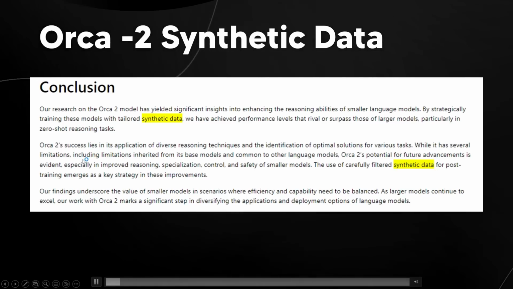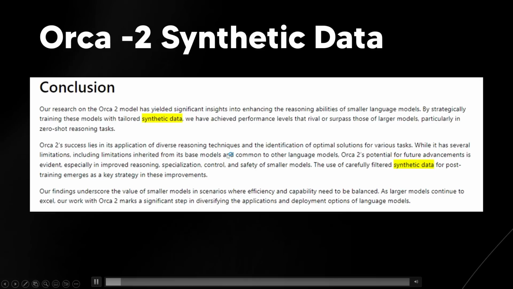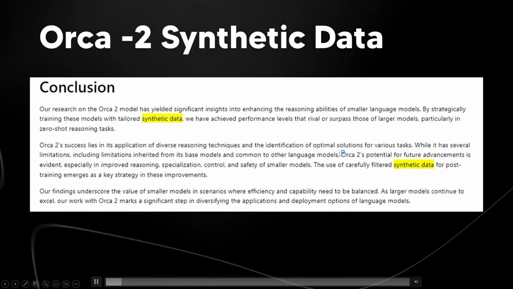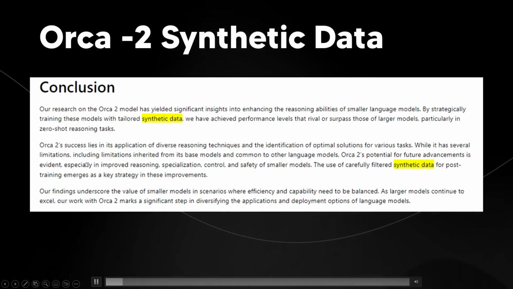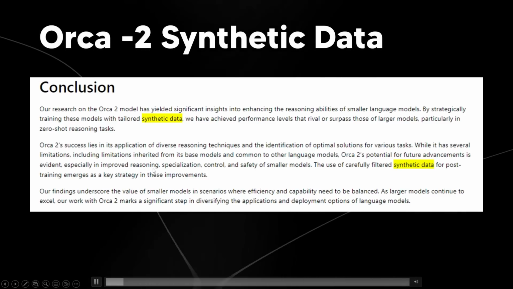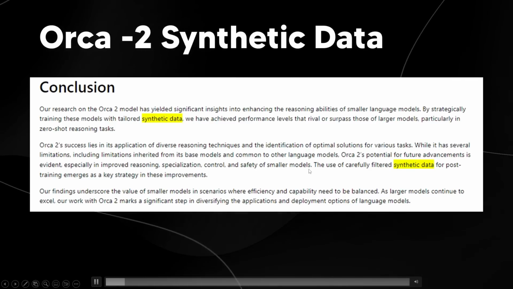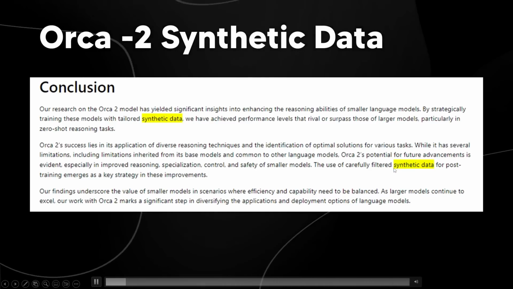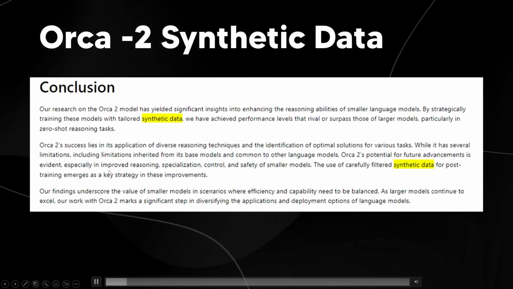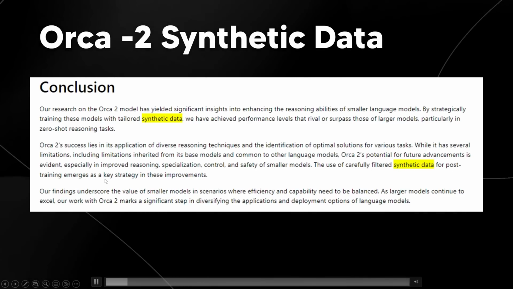While it has several limitations, including limitations inherited from its base models and common to other language models, Orca 2's potential for future advancements is evident, especially in improved reasoning, specialization, control, and safety of smaller models, and the use of carefully filtered synthetic data for post-training emerging as a key strategy in these improvements.